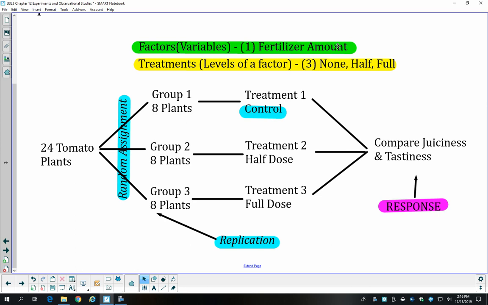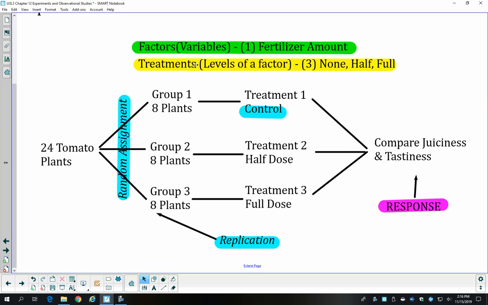So first of all, we have one factor, that's sort of the variable we're trying to see affects, in this case, the juiciness and tastiness of our tomatoes. And that factor here is the fertilizer. We want to see if the fertilizer has some sort of effect. And then our treatments are the levels of that factor. And so in this case, we're going to have three levels.